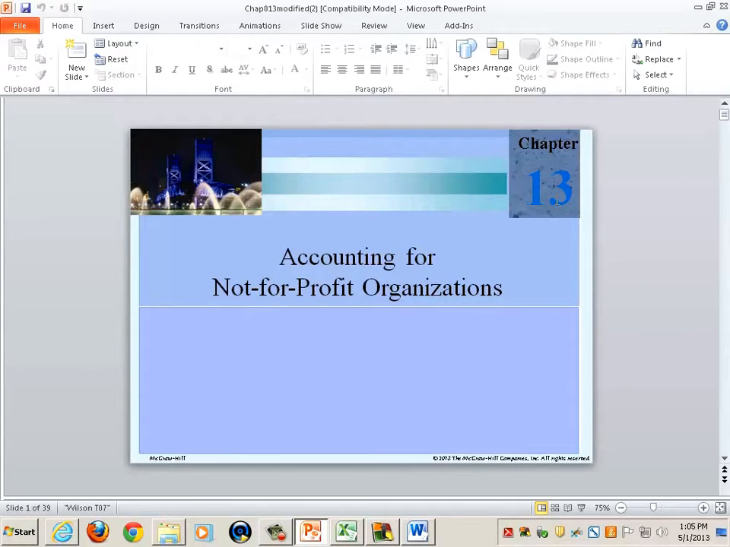So this might make the difference between passing the CPA exam and not passing the CPA exam, because these two sections make up 25% of the exam. Okay.